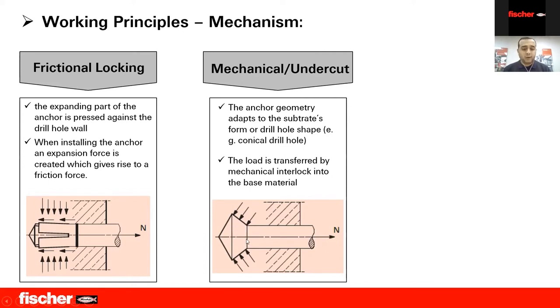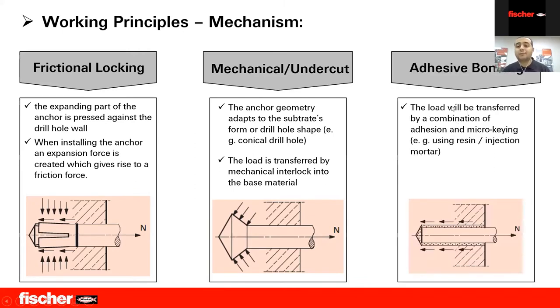This mechanism gives us a huge load capacity, but less stress on the concrete. So it is much better, as we are not exhausting the concrete, let's say. With this mechanical interlock, as we can see, the arrows perpendicular to the anchor itself represent our stress diagram.